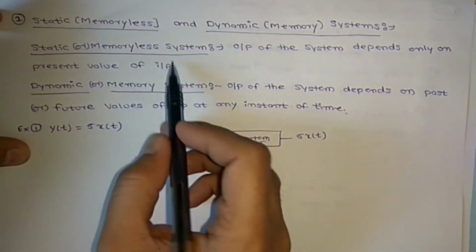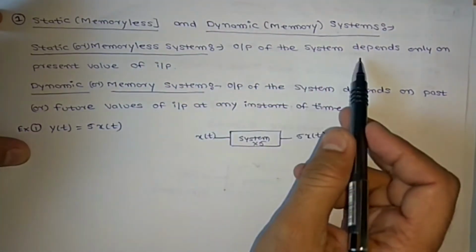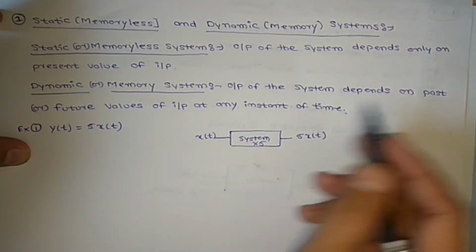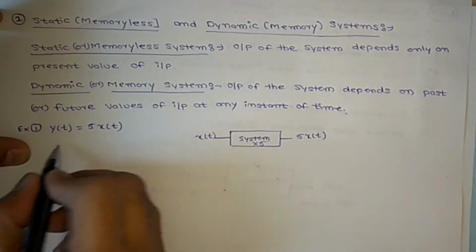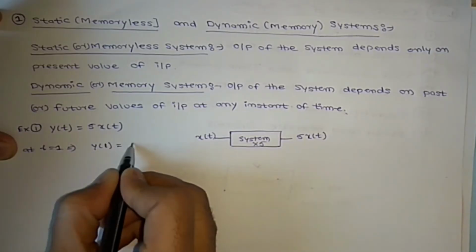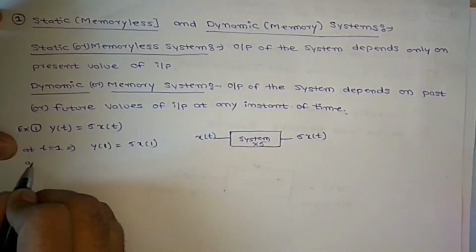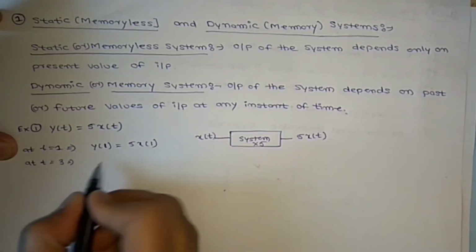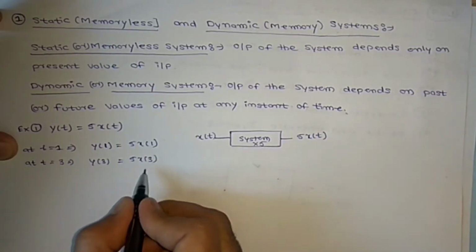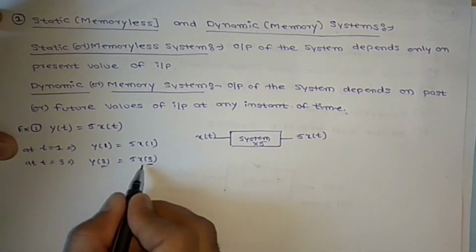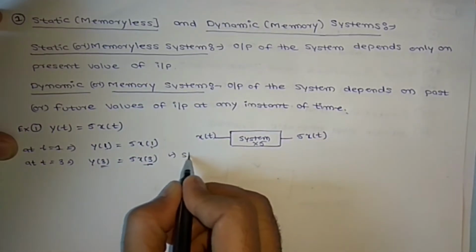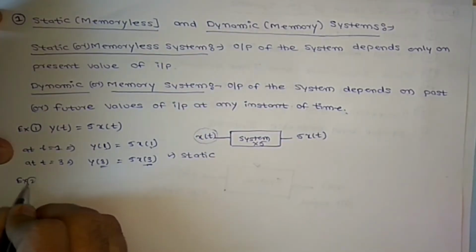Static means the output of the system depends only on the present value of the input. Dynamic system means the output depends on past or future values of the input. See here, at t equal to 1, y of 1 is pi x of 1. At t equal to 3, y of 3 is pi x of 3, right? So the output depends on the present input only. Both are matching, the same instant of time. So it is static.